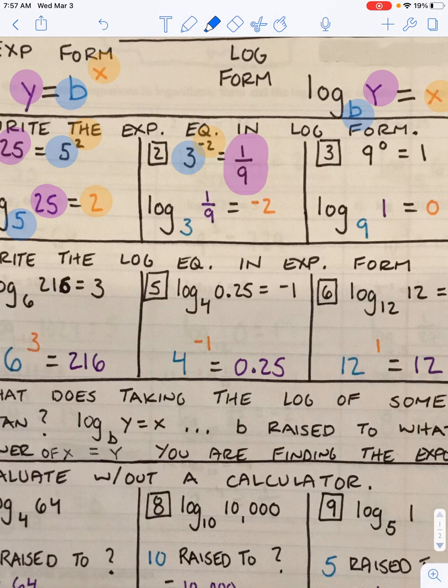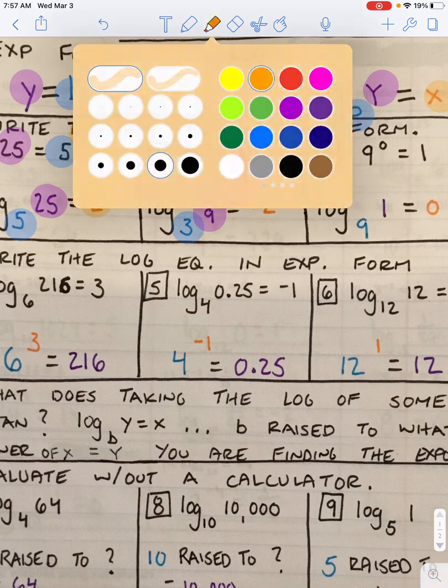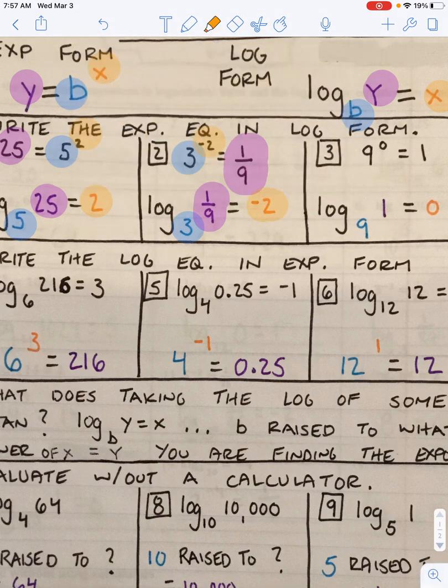So log base b. So log base 3 of 1/9 equals negative 2. So people come up with lots of different ways to remember how to do this. You always know your base is going to be the small little number at the bottom. And lots of times people just know that the x and the y's switch sides. So like on number 2 here, 3 to the negative 2. So the 3 and negative 2 are on the same side when it's in exponential form. And when it's in log form, the 3 and the negative 2 are on opposite sides of the equal sign.